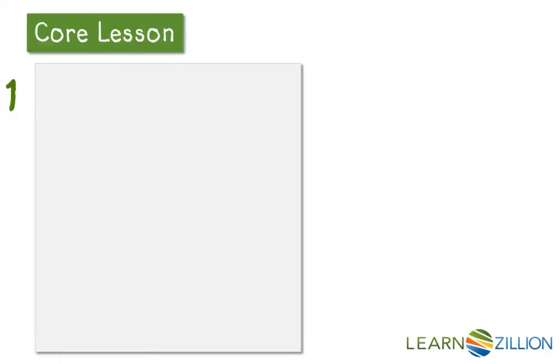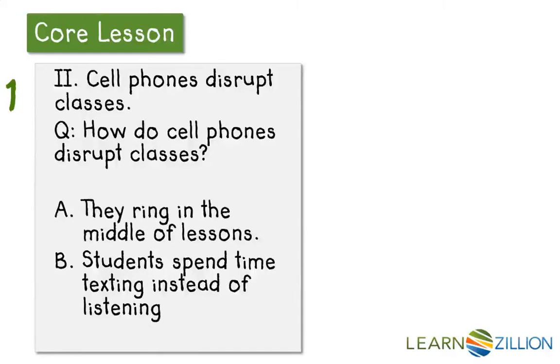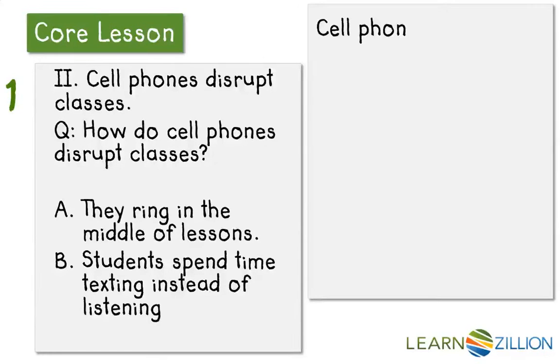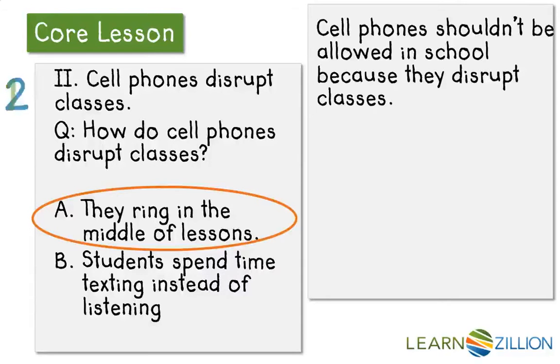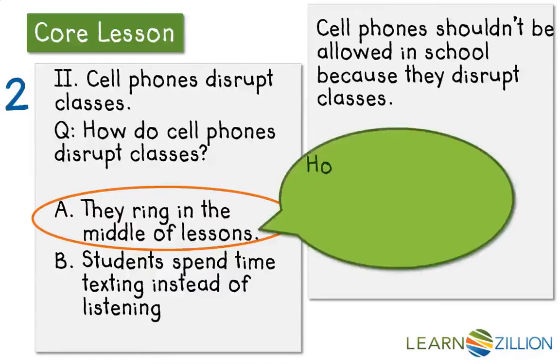So let's take a look at an example. So you have your outline here, and it's time to put it into essay format. So you've written out the topic sentence. Cell phones shouldn't be allowed in schools because they disrupt classes. And what I need to do now is add my first supporting detail. And so I'm going to look at that supporting detail, and it says, they ring in the middle of lessons. And I need to ask myself what relationship that has to the information that I've just presented.